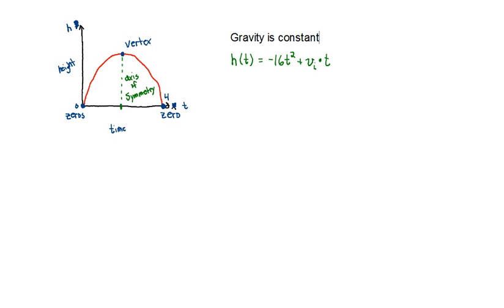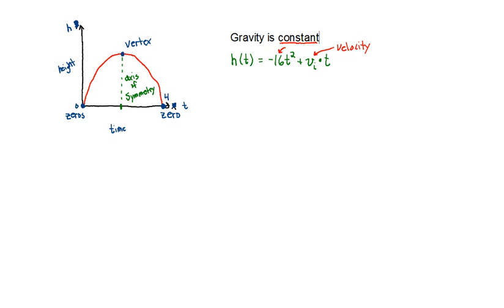Now it looks a little complicated, but first off, to help make it look a little more accessible, the 16 comes from gravity. That is the fact that gravity is constant. All right, and the v, that is the velocity right when you throw it. The little i down here stands for initial. So at the beginning, what is your velocity? How fast did you throw that ball? That's one of the things we're interested in. We want to know how fast we threw the ball.